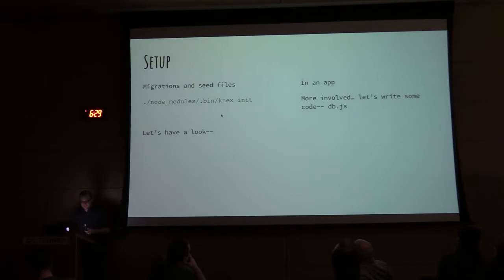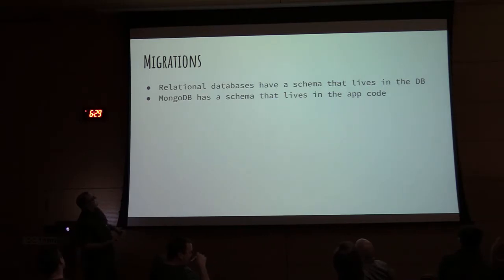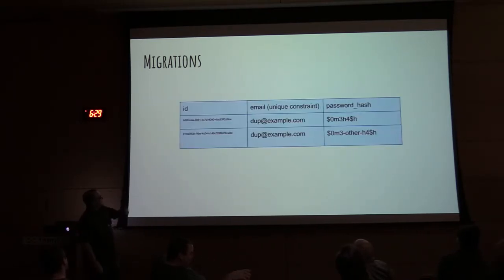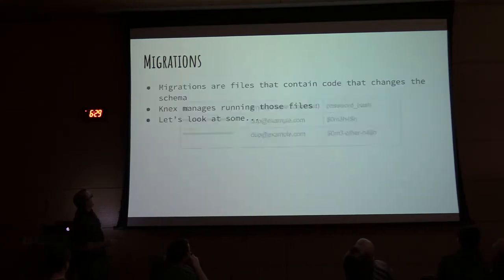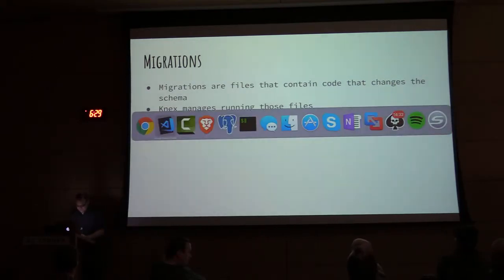And there actually is a slide for this. So let's look at it. We mentioned these 2 points. There's a schema. It's enforced in the DB. MongoDB has a schema that lives in the app code. So here's an example table. If I try to insert things that aren't in there, I can't do that. But migration files are just simply JavaScript files that contain code that will change the structure of the database. And knex gives some nice tools for running them. They're meant to be run in order, and you can roll them back. And so let's look at some of them.